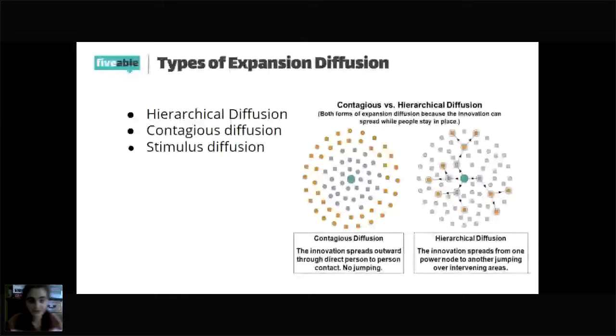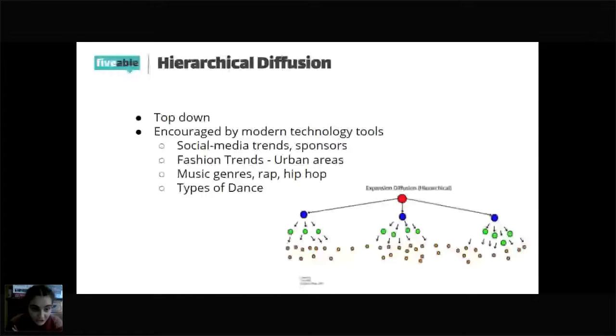So hierarchical diffusion, it's a top-to-down pattern, right? It starts in a region, and then it goes down. It spreads downward, right? I'm going to give an example because it's kind of hard to explain. So for example, social media trends, right? When companies want to sponsor a product, they usually go to social media famous people, like YouTubers, right? These YouTubers get that product, they try it, and then they make a review about it, right?